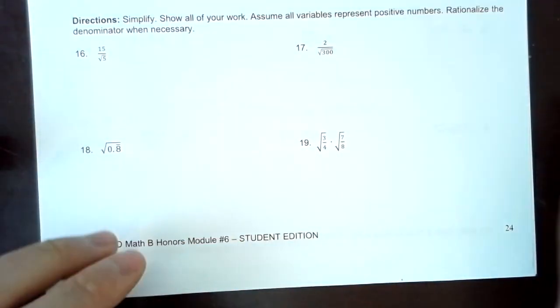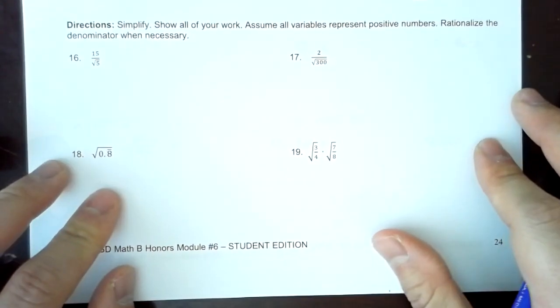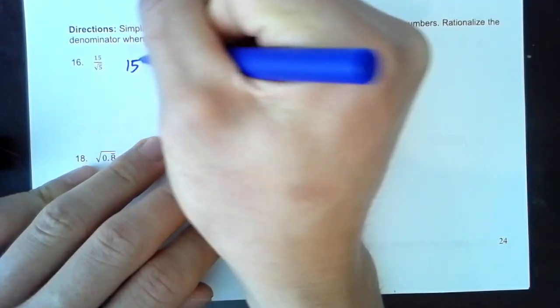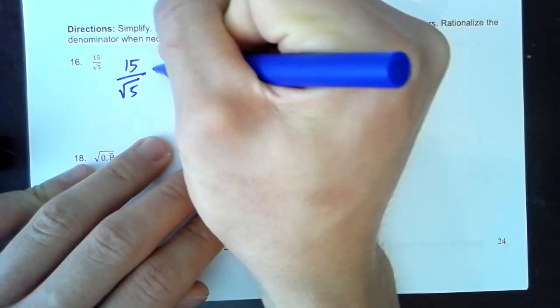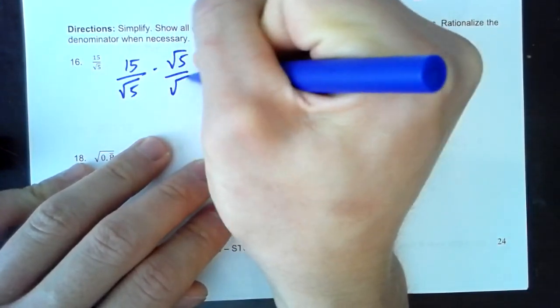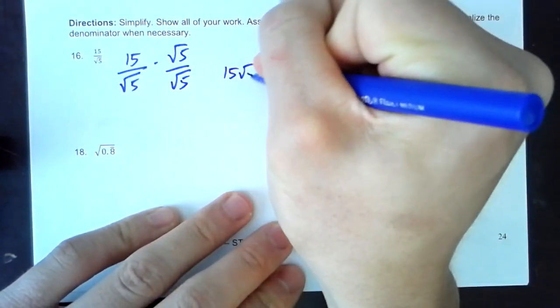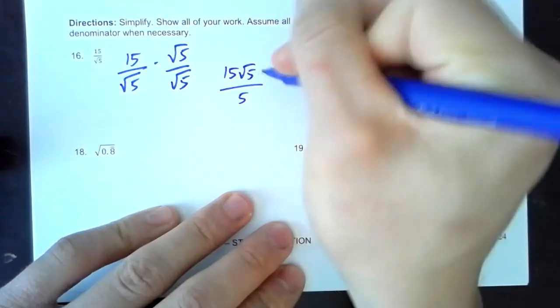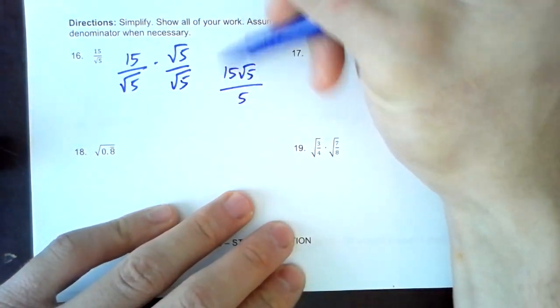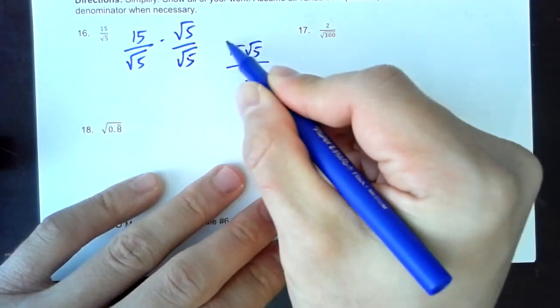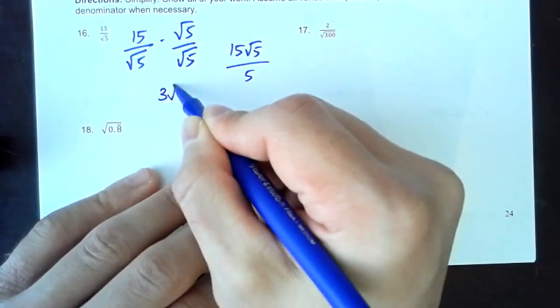Okay, 4 more questions. We can do this. Again, if at any point you want to pause the video, go ahead and feel free. 15 divided by a square root of 5. I'm going to multiply both the top and the bottom by a square root of 5. And you get 15 root 5 over 5, which simplifies. This is kind of expected at this point. This is 3 root 5.